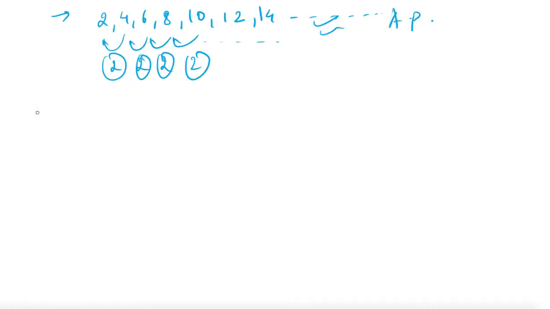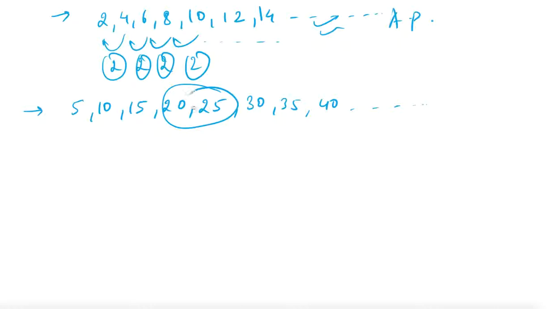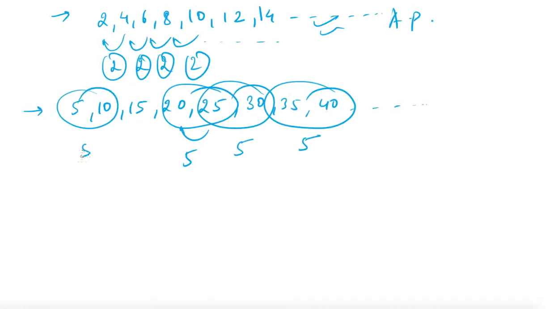Let me take one more example. Say, let us take the set of multiples of 5: 5, 10, 15, 20, 25, 30, 35, 40 and so on. Is this an arithmetic progression? Yes, it is. Let us take any two random terms. 25 minus 20 is 5, 30 minus 25 again 5, 40 minus 35 again 5, 10 minus 5 again 5. Hence, you take any two consecutive terms, the difference is constant, so this will be an AP.